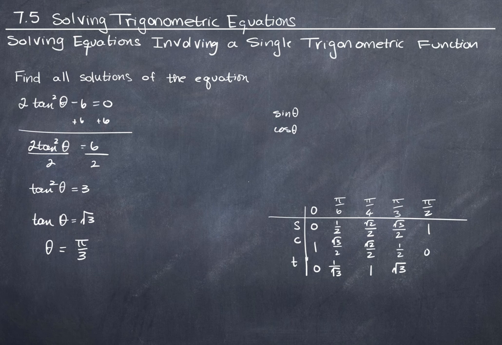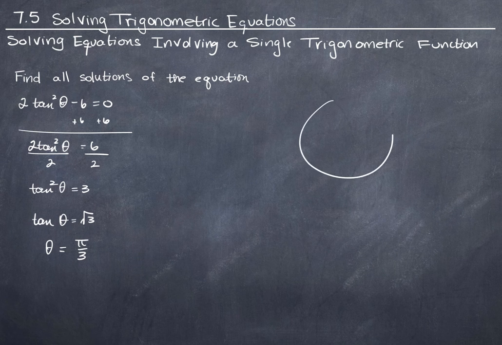Now that I've done that, let me erase the table here, give myself some more room. And I'll give myself a unit circle and some axes. Pi over 3 is this angle right here. All right, so there's my reference angle, pi over 3. And I want to look at the tangent is positive. There's no sign in there. So the tangent is positive.